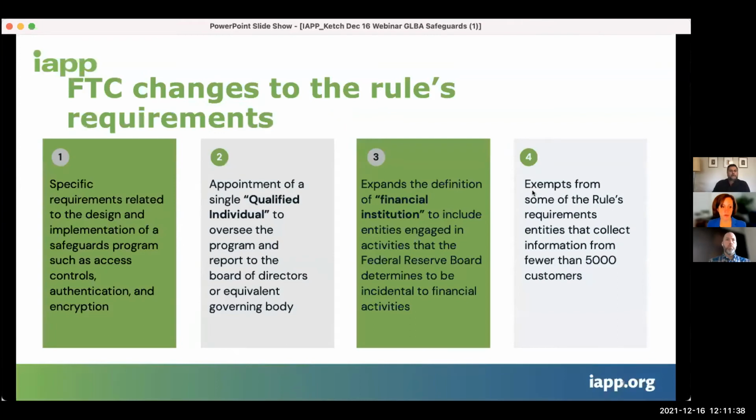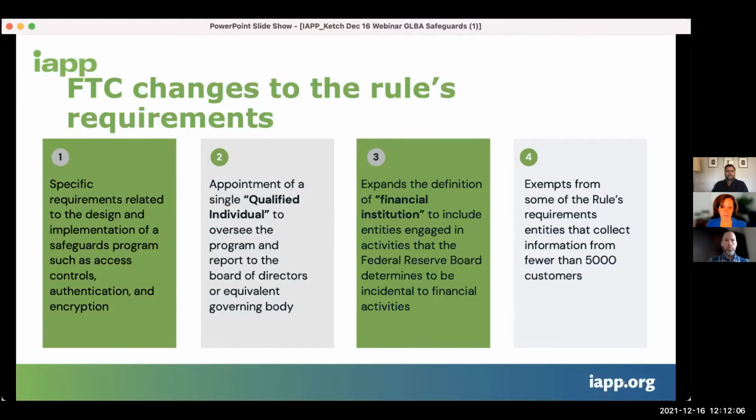Terrific. So what's in the changes for the Safeguards Rule? We're going to spend most of our time talking about certain of the specific requirements required to be included in a company's safeguards. This is number 1 on the slide. The amended rule included other key changes that we wanted to identify before we moved on.